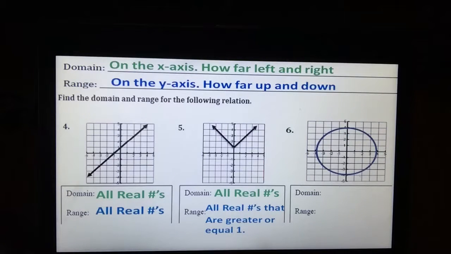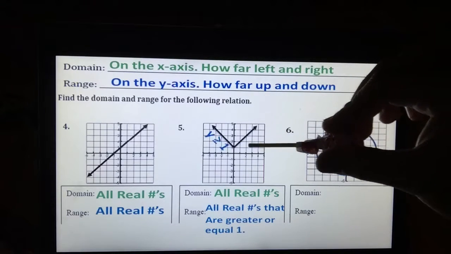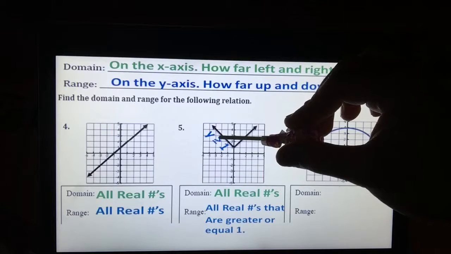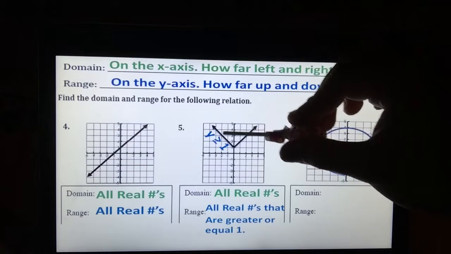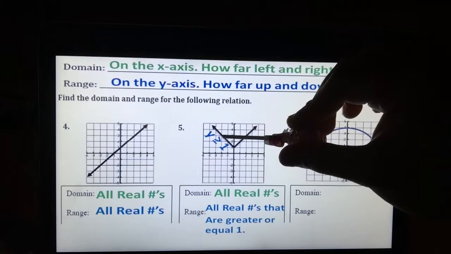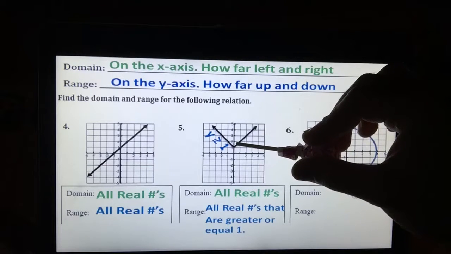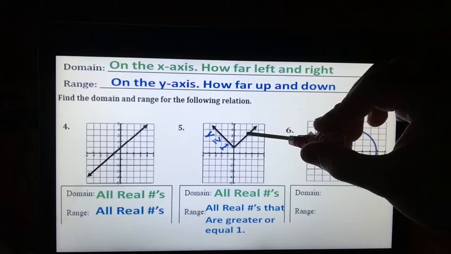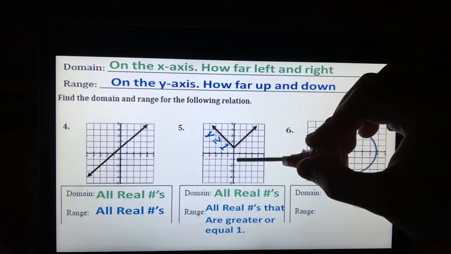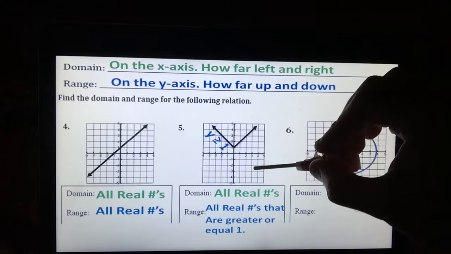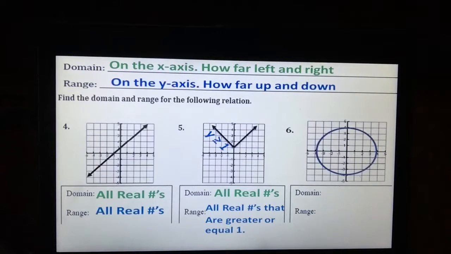Now, how do I symbolize this in an inequality? Well, again, the range is y. So what we're going to do is we're going to put y is greater or equal to 1 because any ordered pair that would be on this line would have a y value that is greater or equal to 1. This right here is the point 0, 1, so it's greater or equal to 1. This point right here is 2, 3. 3 is greater than 1. But now if I try to find a y value that's less than 1, the graph is nowhere near there. So that's why we say it's greater or equal to 1.